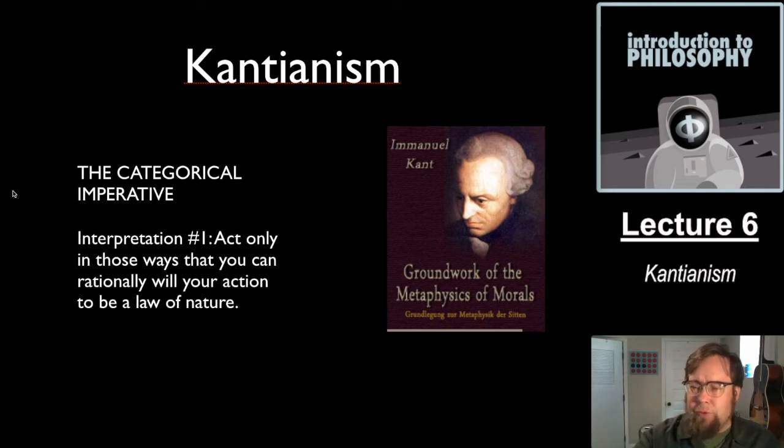So here we go. This is the first interpretation of the categorical imperative, or the first version of the categorical imperative. And it goes like this: act only in those ways that you can rationally will your action to be a law of nature. So notice a couple things here. It's telling you how to act. So that makes it normative or moral or ethical. It's telling you what actions you ought to do.